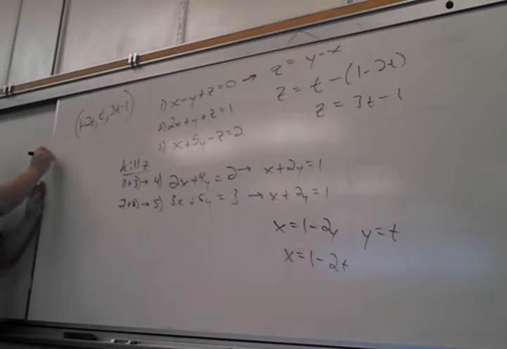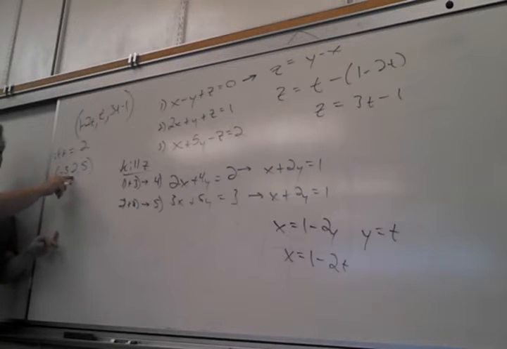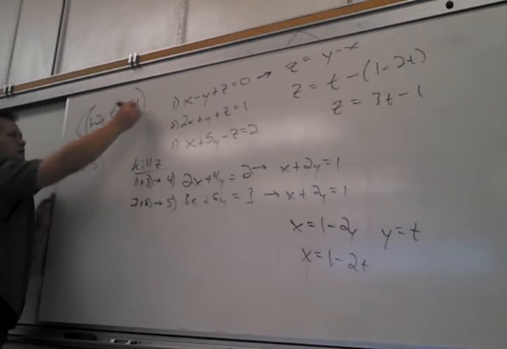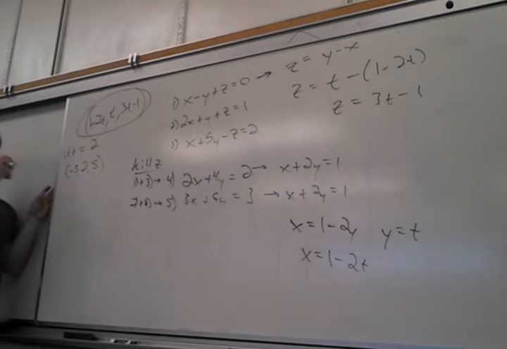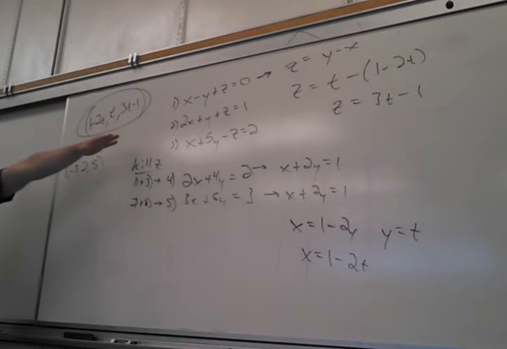So give me a value of t. If t equals what? 2. What point would this be? Negative 3, 2, negative 5. So what's supposed to happen with this point? What should this point do? Not where is it, what should this point do considering this is one specific point? It works in all 3 of those equations.